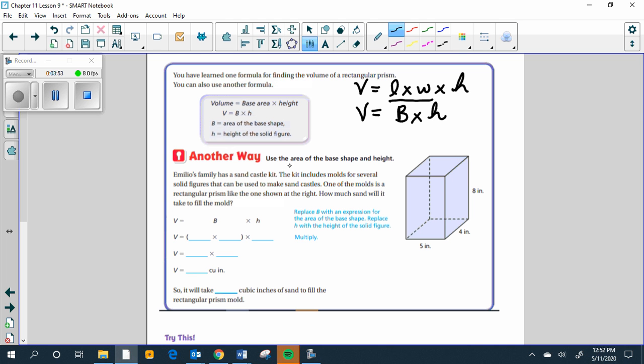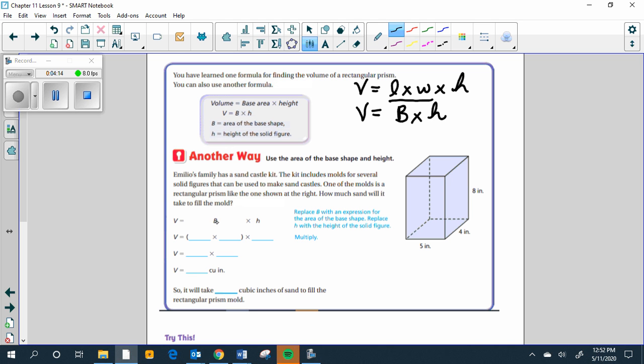So let's take a look. Use the area of the base, shape, and height. Emilio's family has a sand castle kit. The kit includes molds for several solid figures that can be used to make sand castles. One of the molds is a rectangular prism, like the one shown at the right. How much sand will it take to fill the mold?